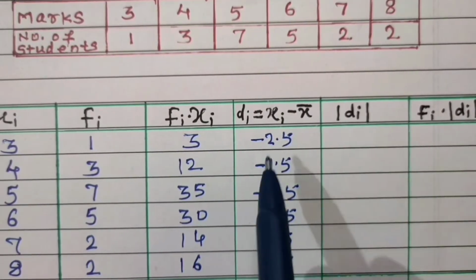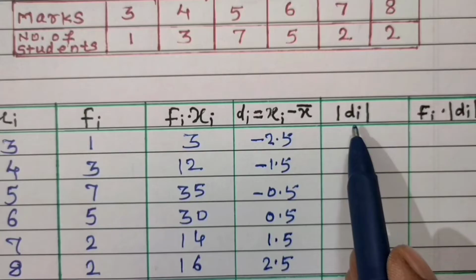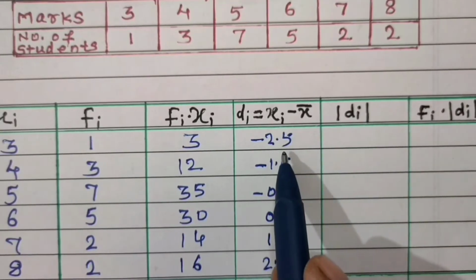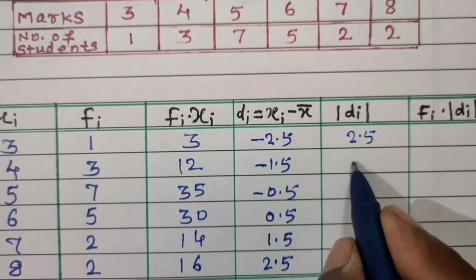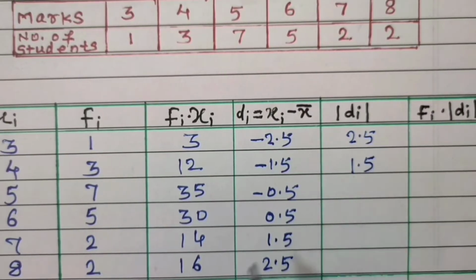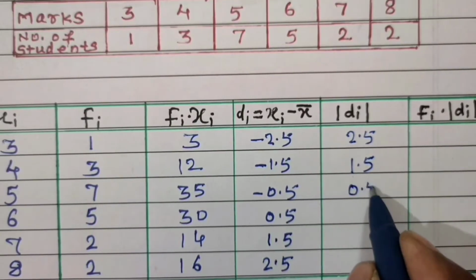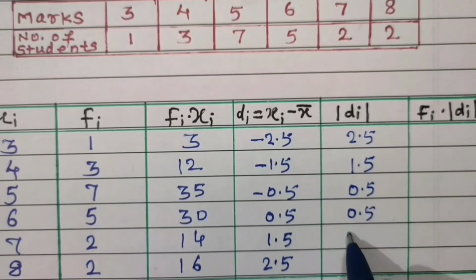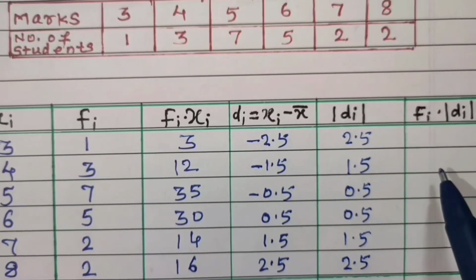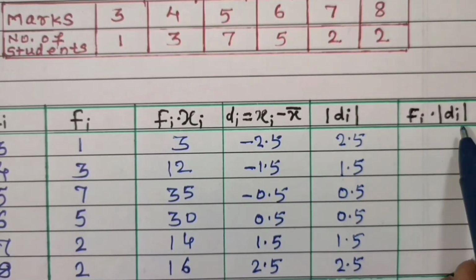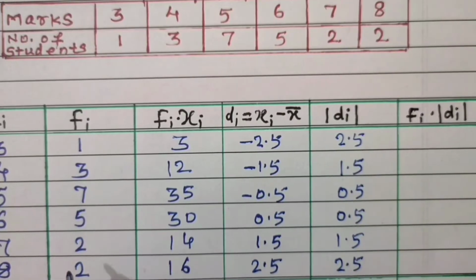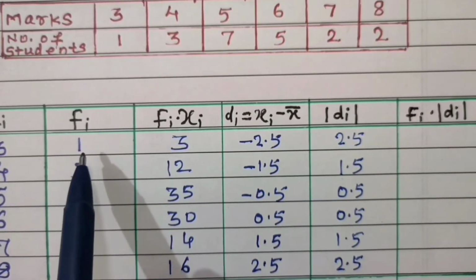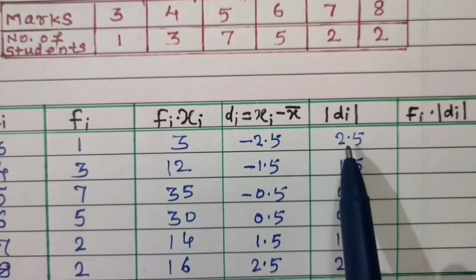Now the modulus of all these values, that is column modulus of di. Minus 2.5, its modulus value, that is the positive value, is 2.5, minus 1.5, its positive value is 1.5, then 0.5, 0.5, 1.5 and 2.5. Now the last column, which is fi into modulus of di. fi means this column and modulus of di means this column. We have to take the multiplication of corresponding elements from the fi column and modulus of di column.